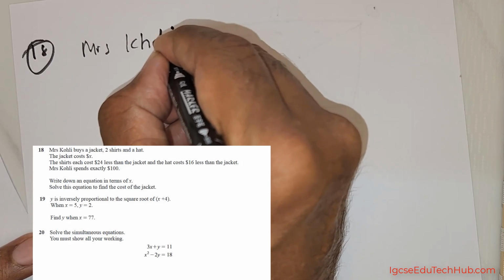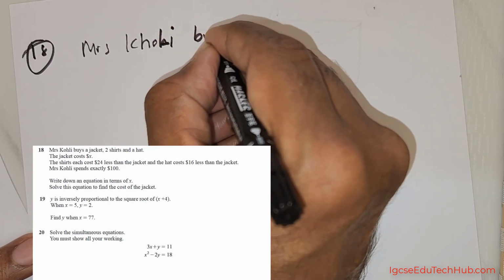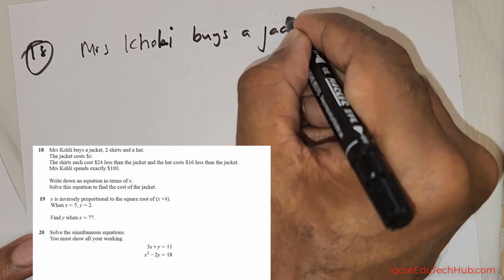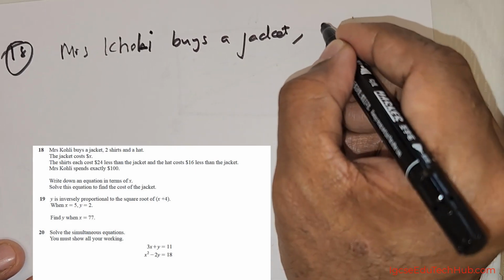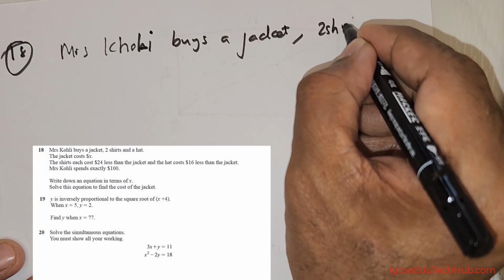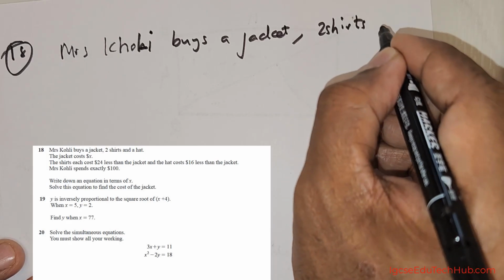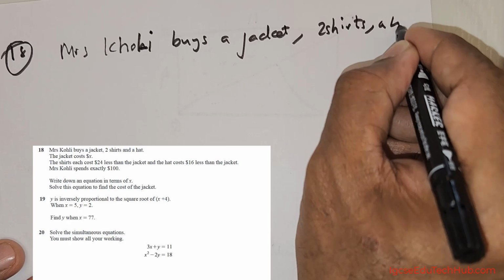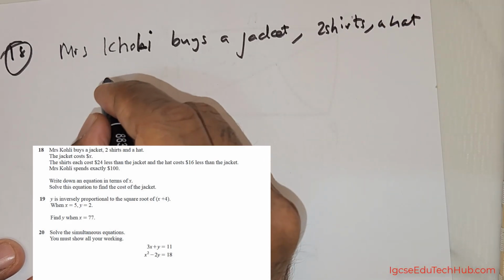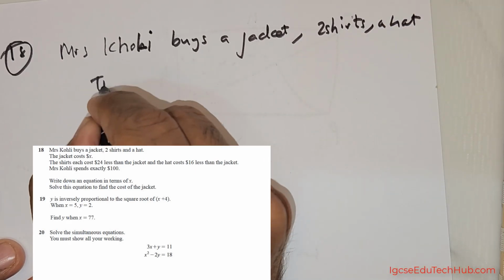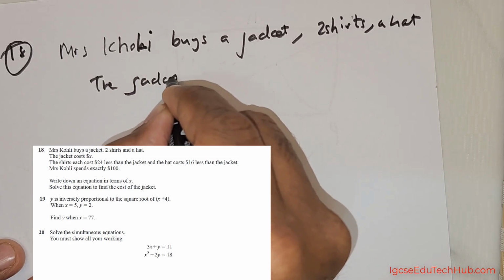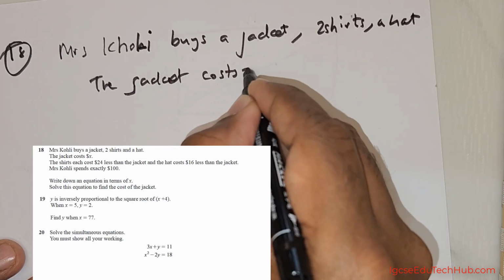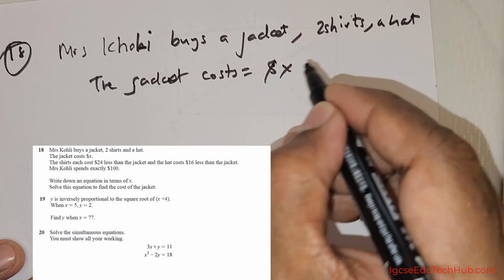Mrs. Kohli buys a jacket, 2 shirts, and a hat. The jacket costs $X.